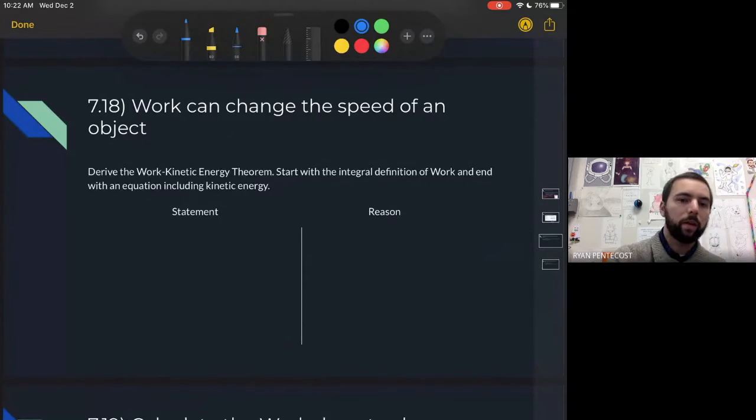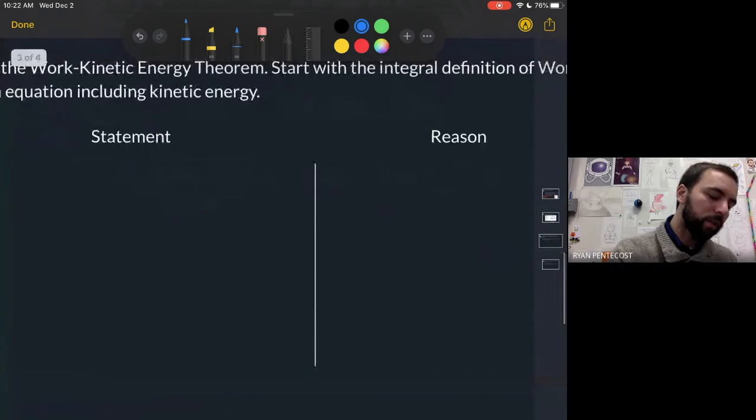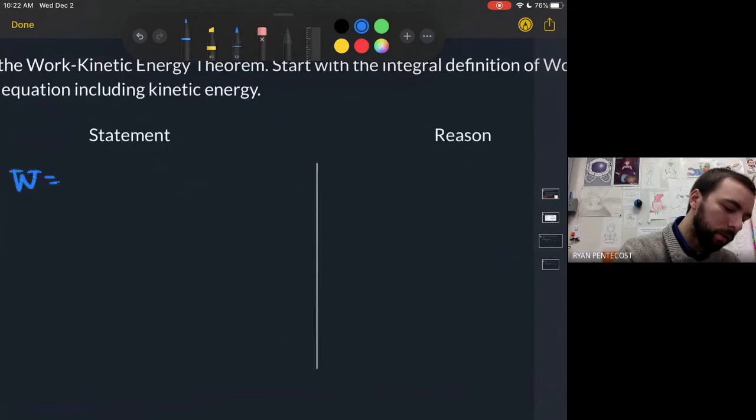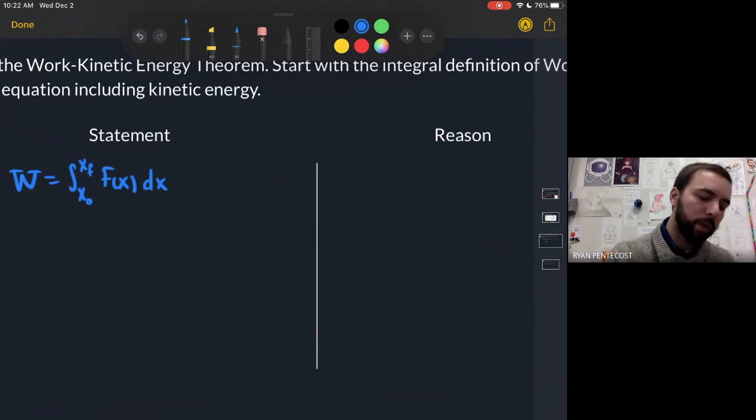We talked about that. Now, there is something called the work kinetic energy theorem that actually shows a relationship between work and kinetic energy. So let's go through this. I'll do the mathematical statement on the left and then the reasoning on the right. First, we will start with the definition of work, which is the integral from x naught to x final of a force function with respect to x. That is just the definition of work.